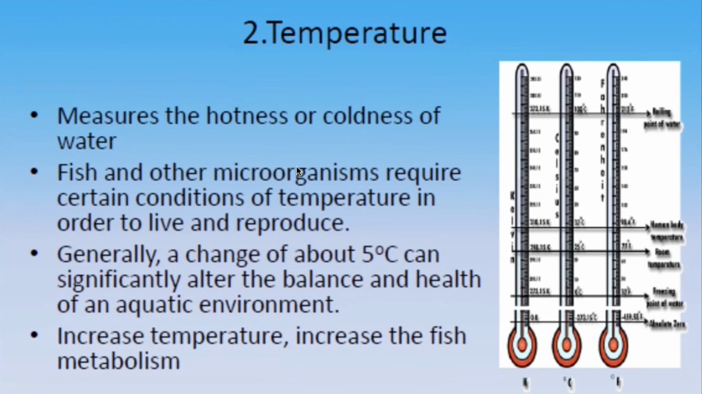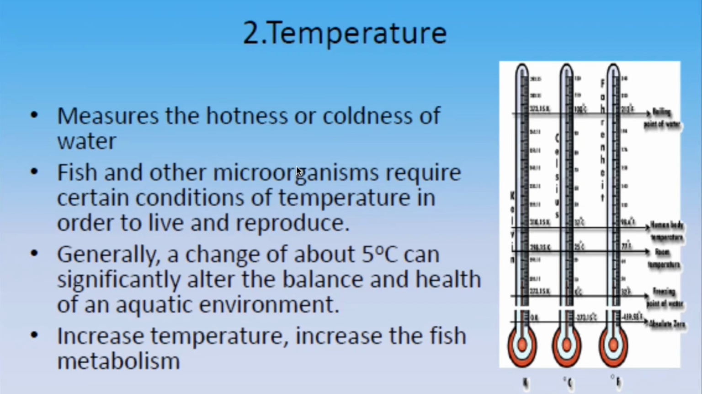The second one is temperature. Why is temperature very important? Because some living organisms are highly affected by sudden changes in temperature. Like the fish, a sudden increase in temperature can cause fish kill.